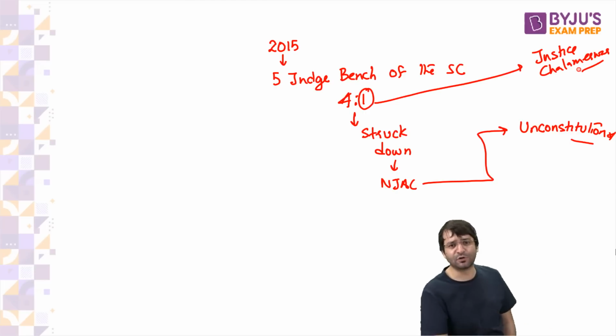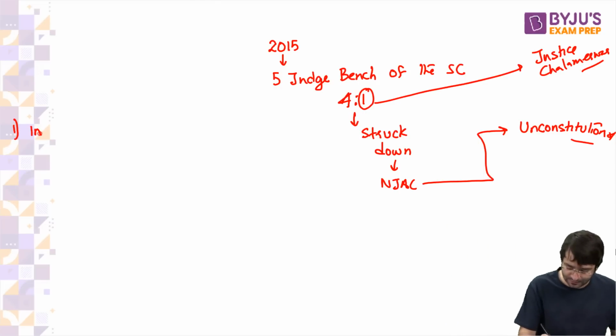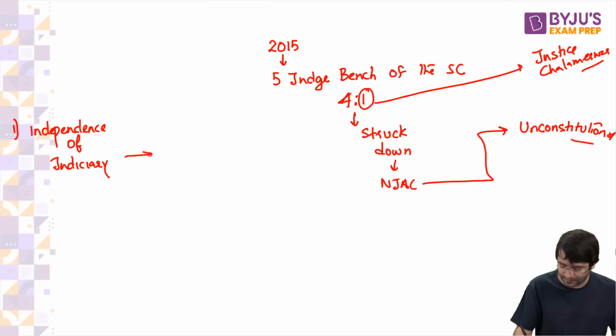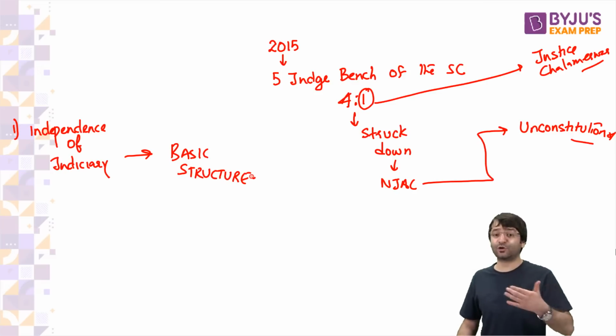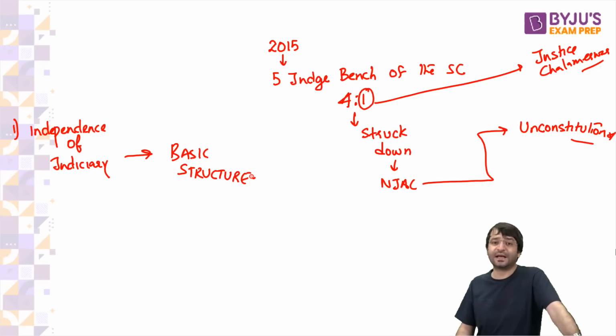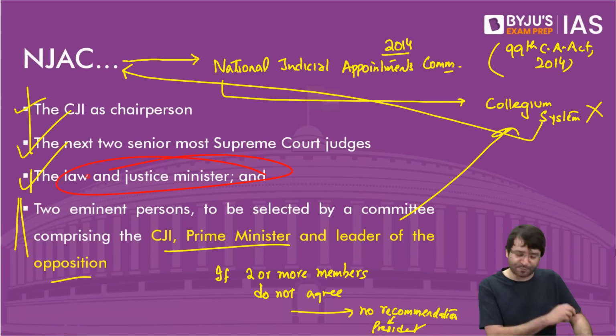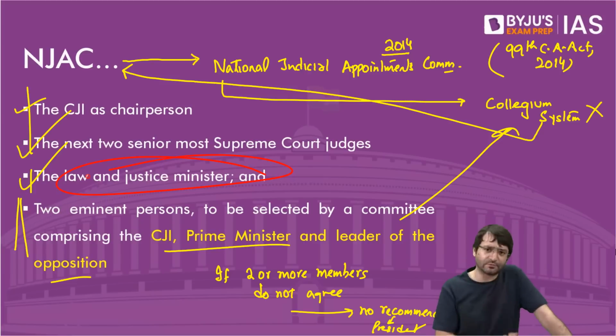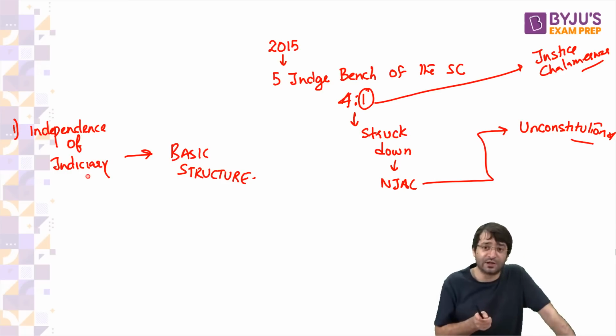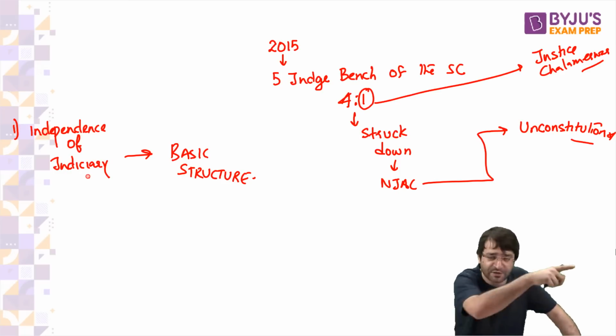Why NJAC was declared unconstitutional? Supreme Court said, number 1, independence of judiciary is part of the basic structure. Judiciary should be independent. It should not come under the influence of the executive. Because we know what happened in the 1970s. We despise this person, the law minister. He should not be there. Since he is here, it is unconstitutional. Because it is interference of executive in judiciary, which violates independence of judiciary, which is part of the basic structure of the Constitution.